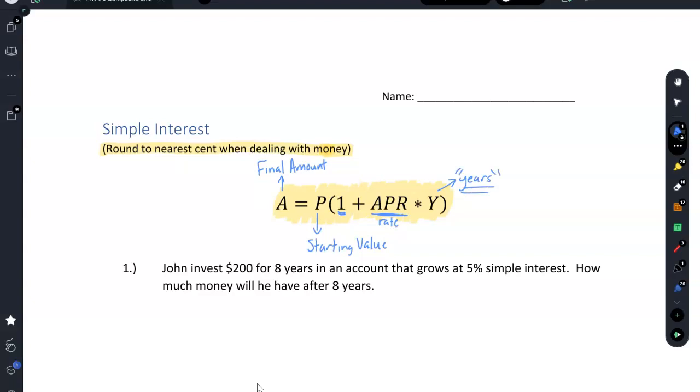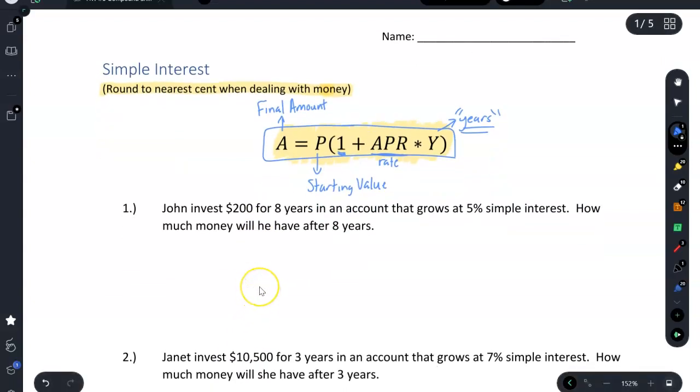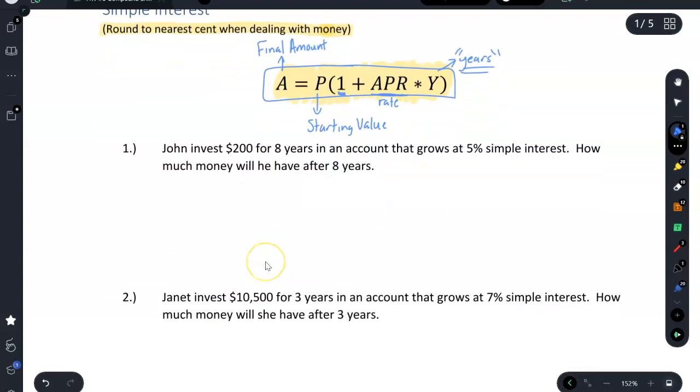We're going to see some that aren't given to us in years, and we will have to convert to years, and it'll be a pretty easy conversion. But that's the equation that we're going to use for these first couple. Just like my previous homeworks, I'm going to do the odds in this case, and I'm going to let you do the even ones. So you should be able to match up the odd ones with the even ones and work these out. So John invests $200 for 8 years in an account that grows at 5% simple interest.